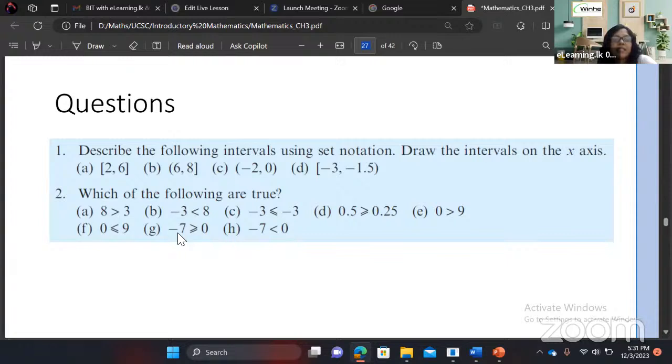Minus 7 is greater than 0. Is it true? No, it is false. Why is that? Always the minus value in the number line is less than the value of 0 for the origin, right? Then minus 7 is less than 0. That's correct, right?